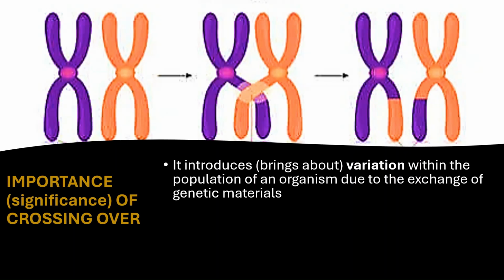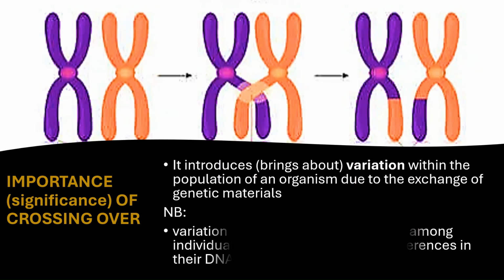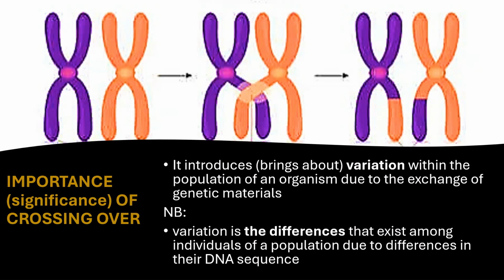So the reason why siblings don't look alike is because of one reason, one of the many reasons being an influence from crossing over, because it introduces variation. What is variation? Variation here refers to the differences that exist among individuals of a population due to the differences in their DNA sequence. If you remember earlier on, also in my presentation, it was stated that chromosomes are made up of DNA. And if you remember from the concept of genetics, the DNA is made up of genes.